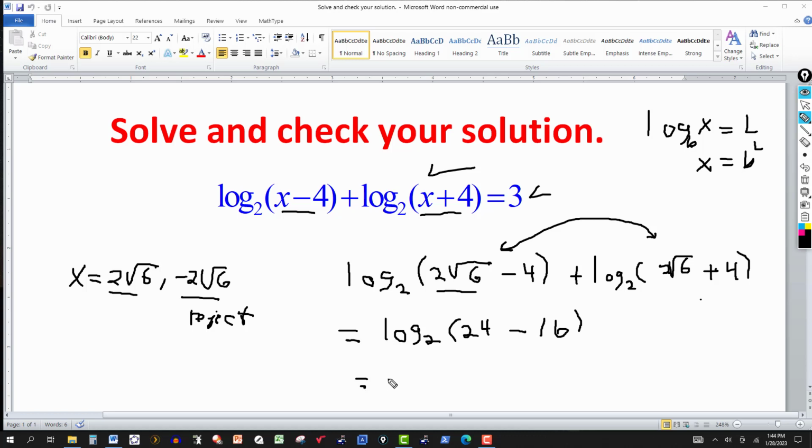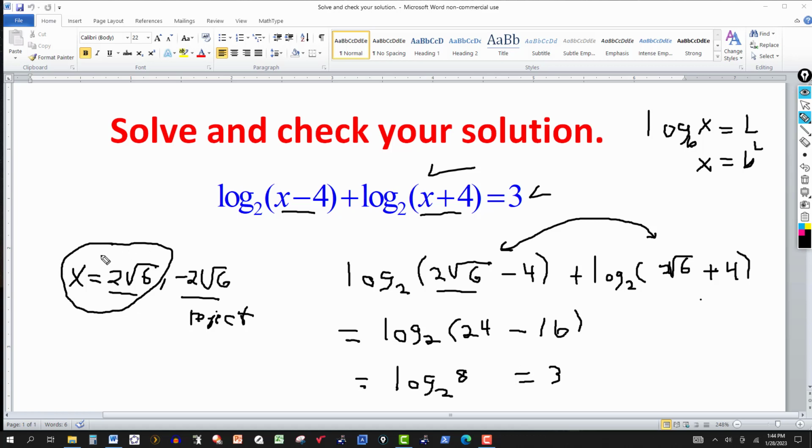And then we continue. Again, we're plugging into the left side, and we want to show that we get the right side. That's the check that we go through. 24 minus 16 is 8. And the log of 8 to base 2 is basically asking 2 to what power will give us 8. Well, 2 to the third is 8. So the logarithm of 8 to base 2 is 3, which is what we want. So this one checks out.